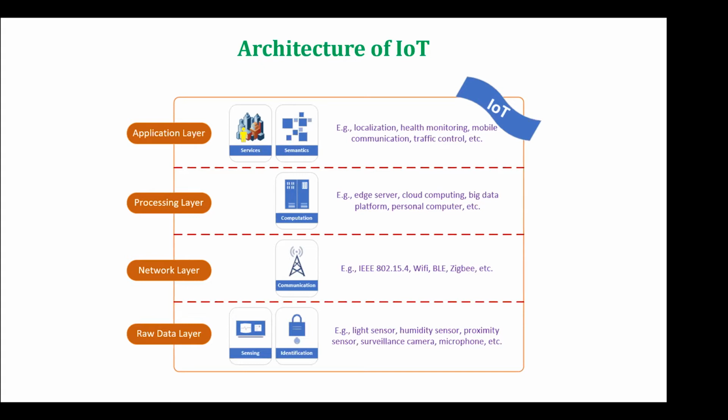After that is the processing layer. The processing layer is for saving data and doing some data processing. The top layer is about application. We want to use the data to provide some services, for example, localization, or we want to monitor the health of some people, or we want to control the traffic. So this is the architecture of an IoT system.